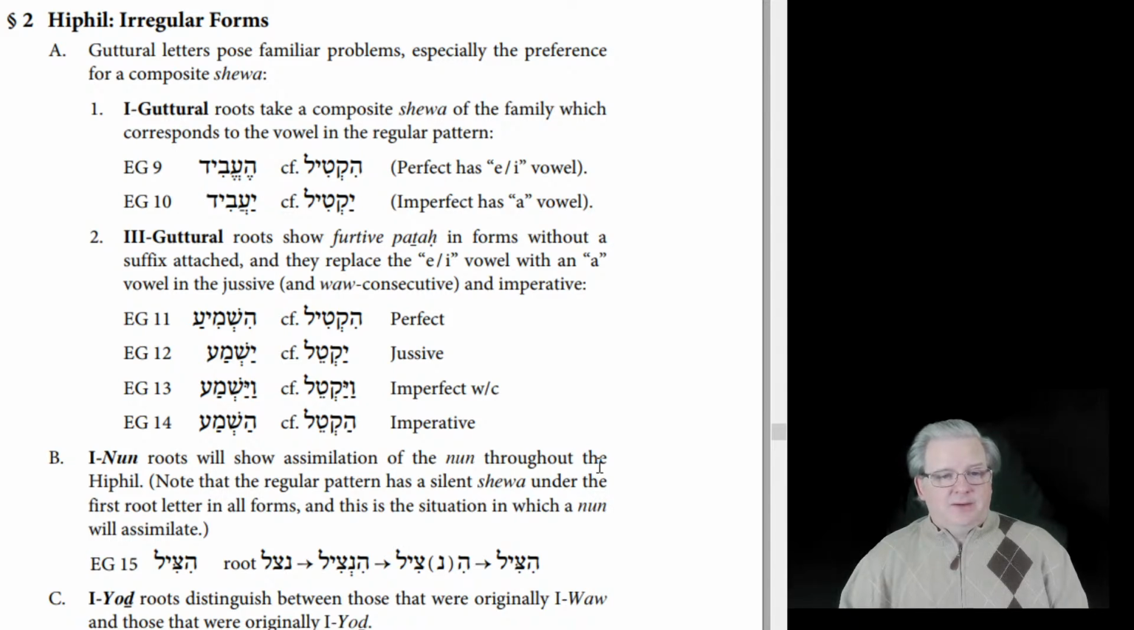Guttural letters pose familiar problems, especially the preference for the composite schwa. You're going to get this composite schwa thing in the first gutturals. Second gutturals, there's no second guttural problem. Third gutturals, you're going to show the furtive patach every now and again. Just kind of get used to these things. How are you going to mess up yishma? You know it's going to be the jussive of the third singular masculine once you realize that it's yaktel, right? And it's just sort of like, oh yeah, third guttural.